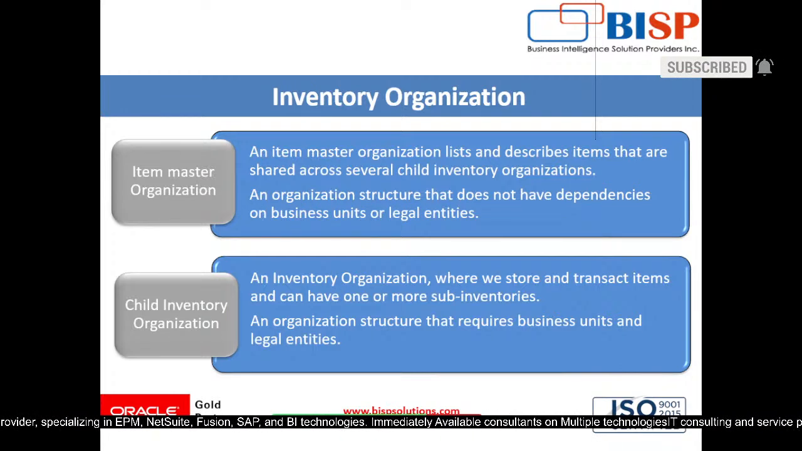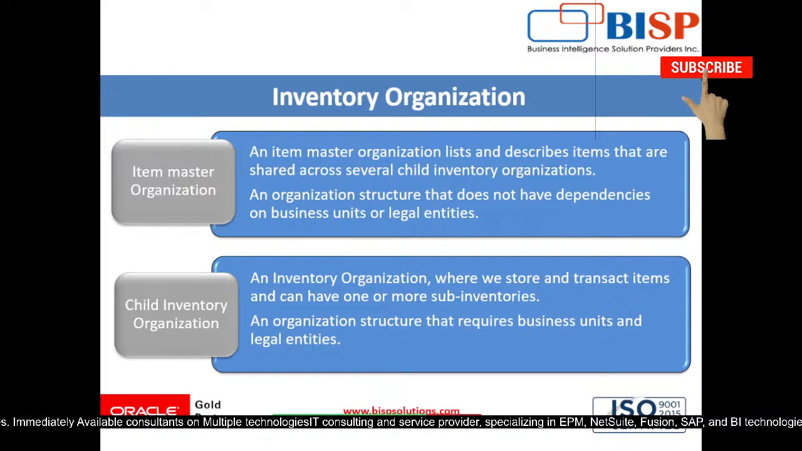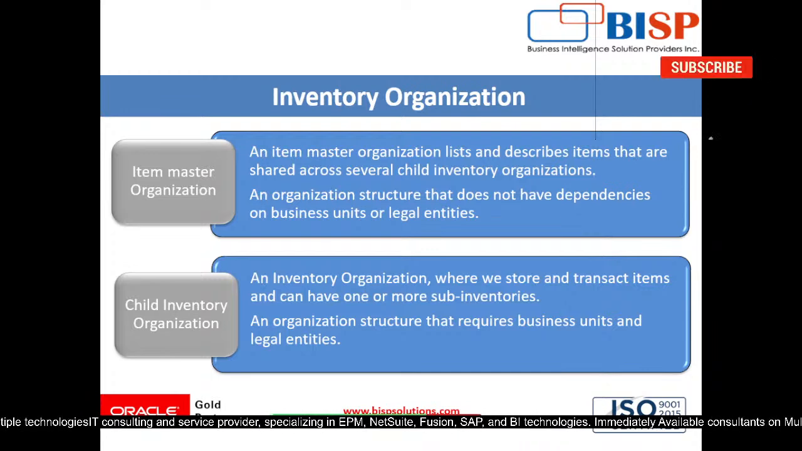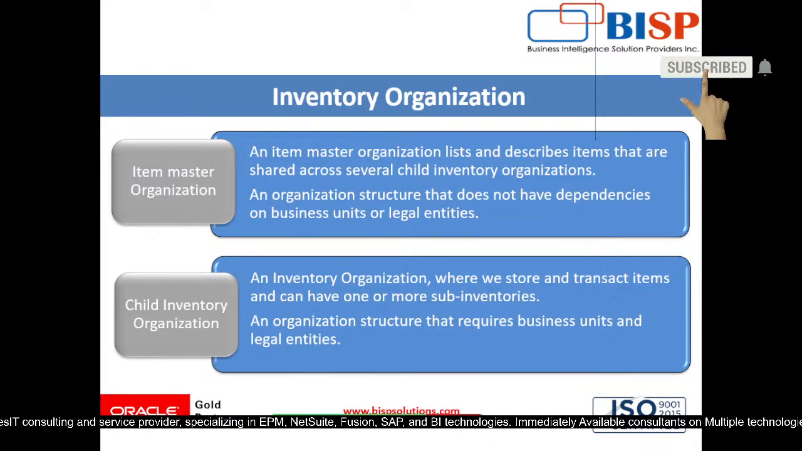So as per the client requirement, we create the inventory organizations. It means if the client wants to implement 10 inventory organizations, then we create 10 plus 1 inventory organizations. The 11th one is our item master organization, where the items are saved. The item related information is kept there, right?